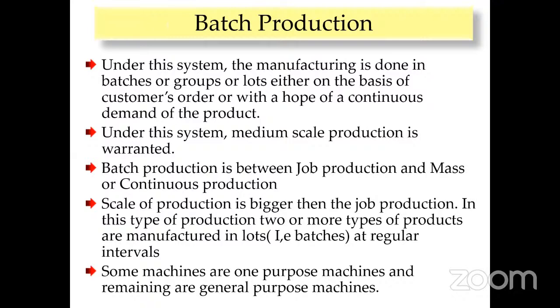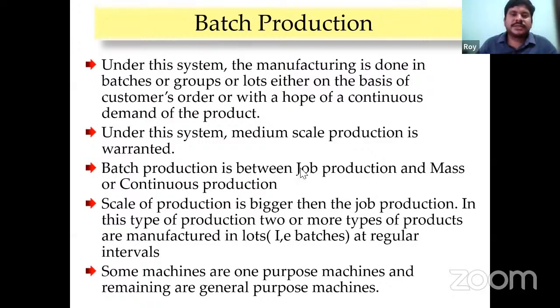Under this system, medium scale production is warranted. What does that mean? Medium scale production means not like the job shop or like the mass production. In this, medium scale production will be done, not higher or less. It is between job production and mass or continuous production. Scale of production is bigger than the job shop. This is how we need to understand. This batch will be more than the job shop.